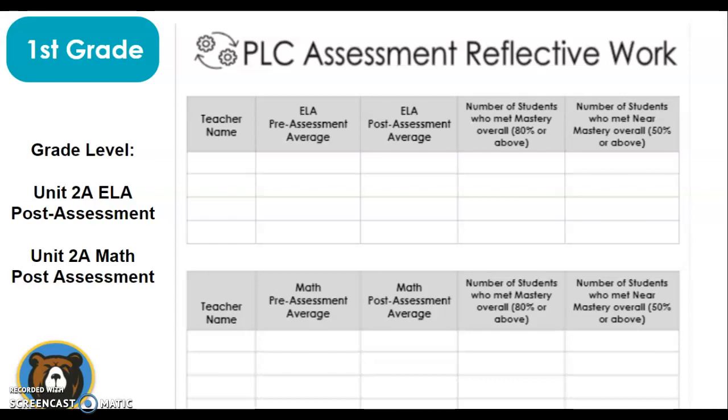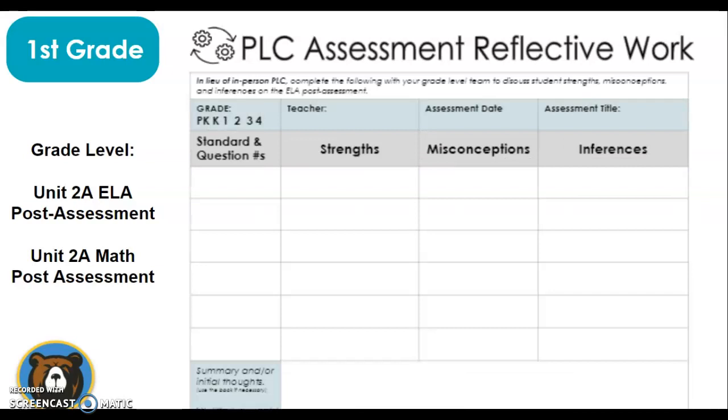So after you have filled out your pre and post assessment data for both ELA, Unit 2A, and Math, Unit 2A, as a group, you are going to go through the PLC assessment reflective work document. This is where you as a grade level are going to look at your strengths across first grade. You're going to look at the misconceptions that still may be present and make inferences as to why some of those strengths are apparent and why misconceptions or gaps are still there. You are going to create one of these pages for ELA and one for Math as a team.